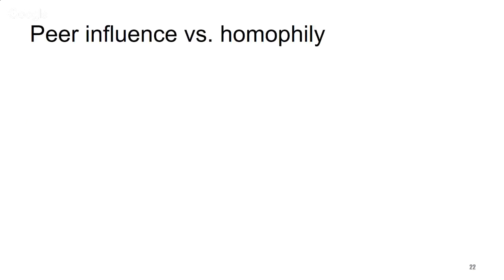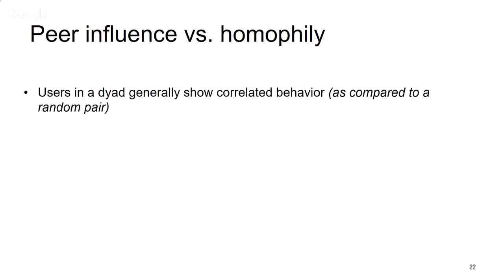But then again, peer influence is very tricky and non-trivial to study because it's almost always confounded with what's called homophily. And if you've heard the word homophily, you've also heard the very common definition that birds of a feather flock together. So that's the general definition of homophily. What it probably means is when you observe users in a pair, you would notice that their behaviors are correlated as compared to two other randomly selected individuals. So if you think of your best friend or your spouse or your partner, you might share similar behaviors in many aspects.